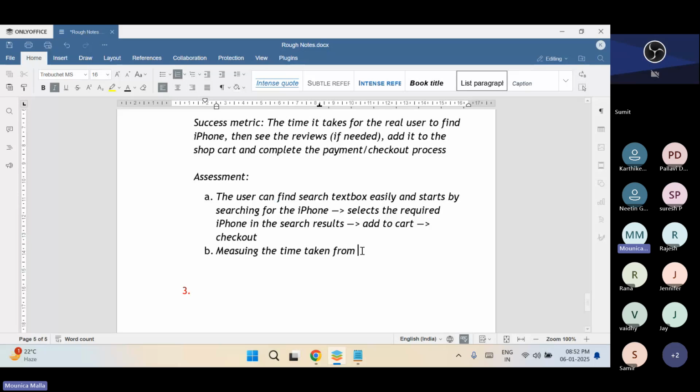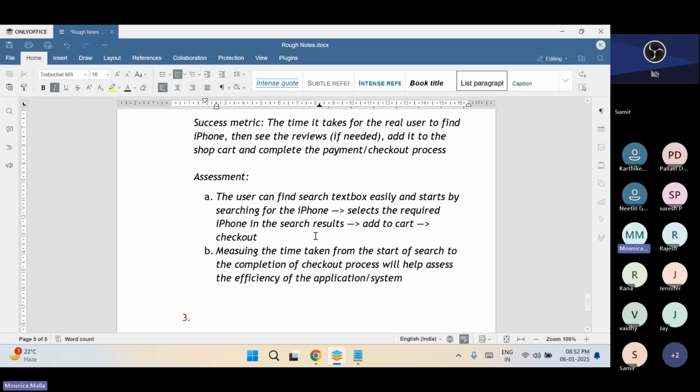from this step onwards, from the start of search to this step, the completion of the checkout process, will help assess the efficiency of the application or system. So this is like the workflow the user is doing to assess it.